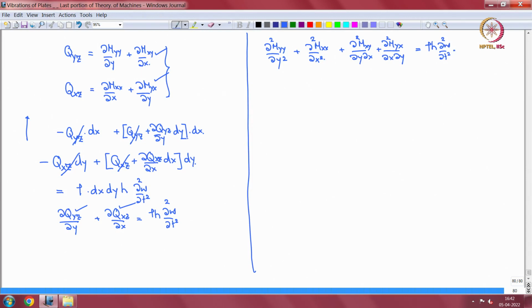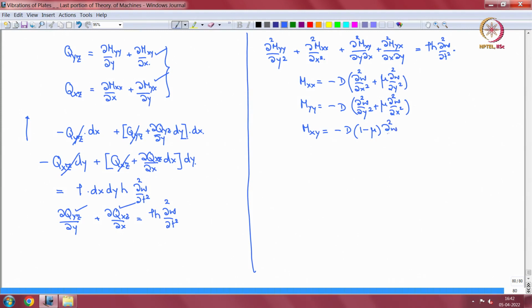Okay. Now to recall, mxx is equal to minus D del 2 w by del x square plus mu del 2 w by del y square, myy is equal to minus D del 2 w by del y square plus mu del 2 w by del x square, and mxy is equal to minus D into 1 minus mu del 2 w by del x del y.